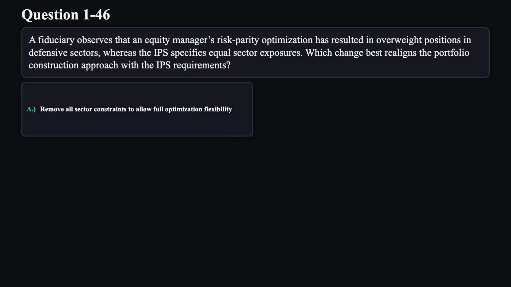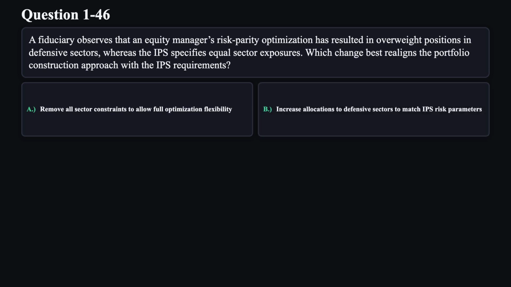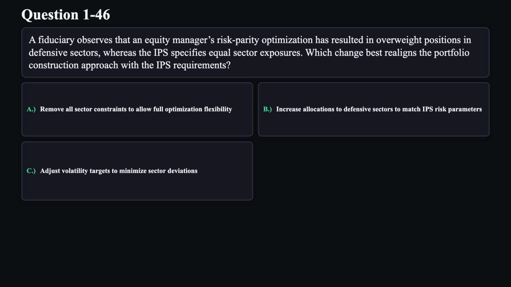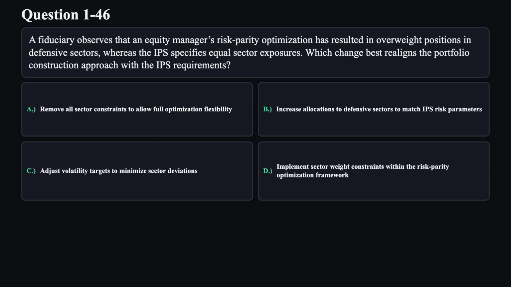A. Remove all sector constraints to allow full optimization flexibility. B. Increase allocations to defensive sectors to match IPS risk parameters. C. Adjust volatility targets to minimize sector deviations. D. Implement sector weight constraints within the risk parity optimization framework.